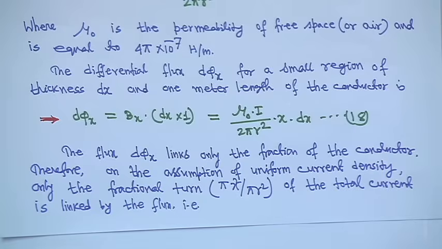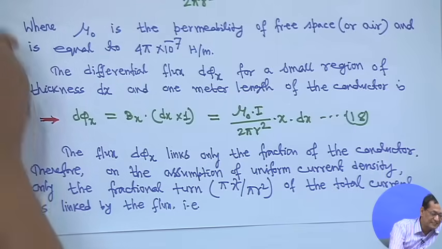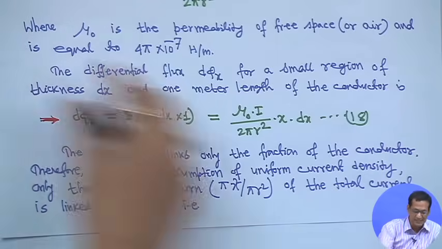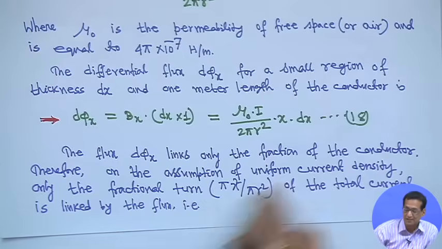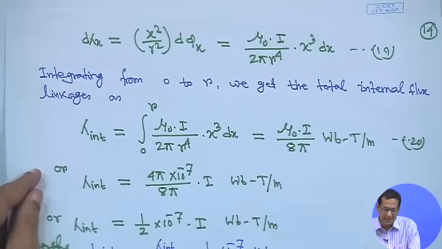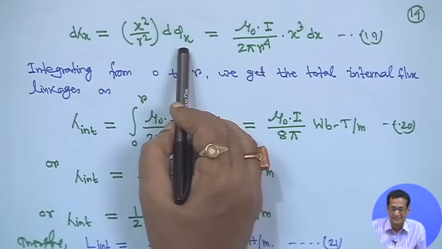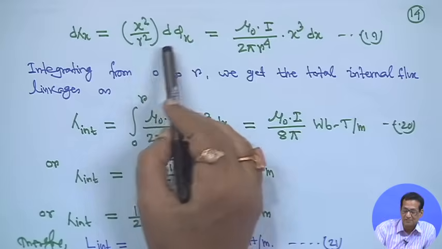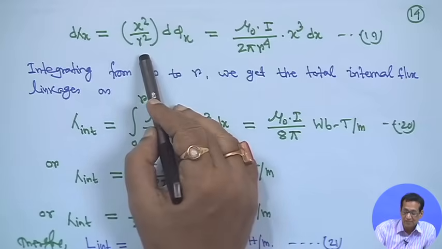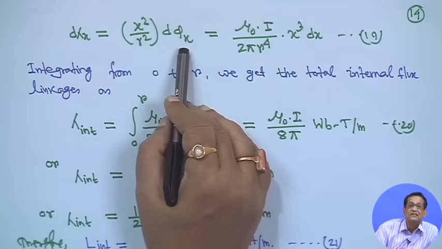This way we imagine. So, in that case the flux linkage will be d lambda x equal to this fractional turn into d phi x. So, x square upon r square, pi cancels, x square upon r square into d phi x.